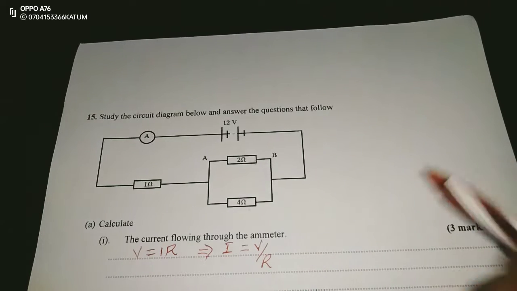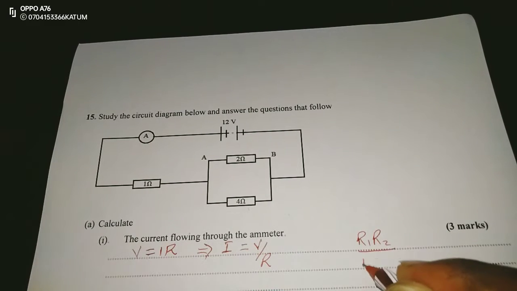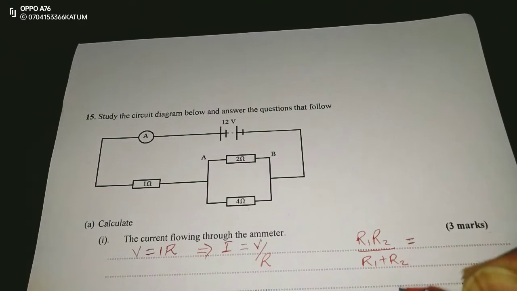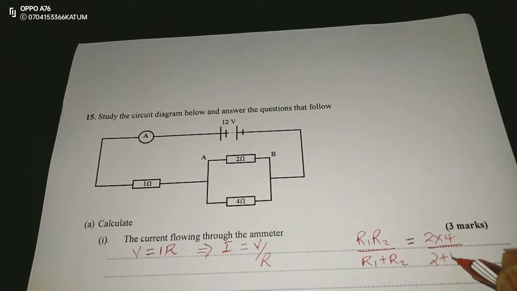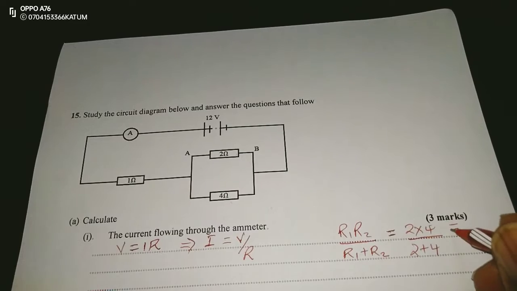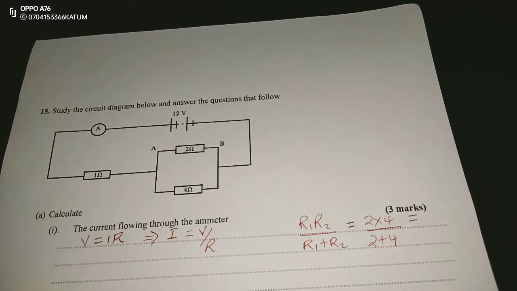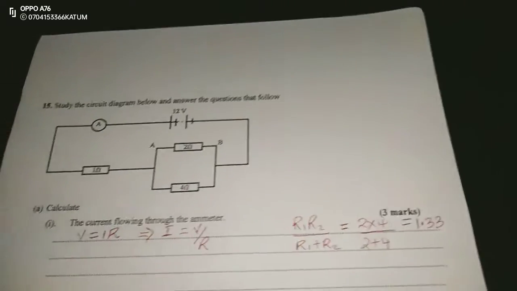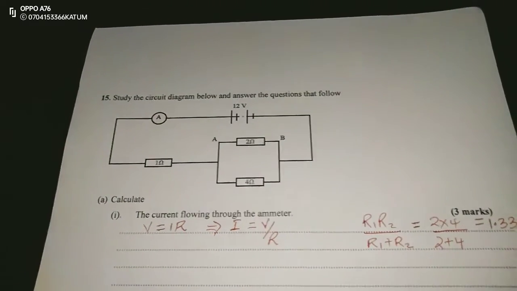For us to get the effective resistance in this and this resistor, we will need their product divided by their sum. When there are two in parallel, this is how we get effective resistance. So we need 2 times 4 divided by 2 plus 4, and that gives us 8 over 6, which gives us 1.33 recurring ohms.